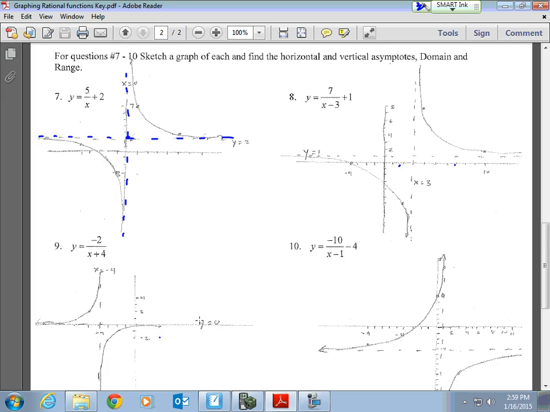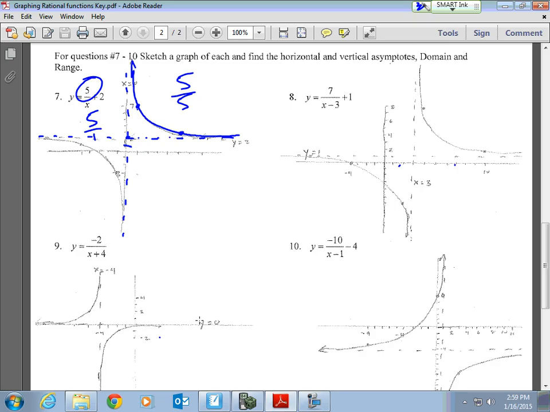This intersection is my new origin. From there, I'm going to graph my parent function that has been vertically stretched 5 units. One easy way of graphing that is, if x is 1, think about what 5 divided by 1 is. If x is 1, y is 5. So from my shifted origin, I go over 1 and up 5, 1, 2, 3, 4, 5, and I get that point right there. If I go over 5, then 5 divided by 5 is 1. So I go over from my shifted origin 1, 2, 3, 4, 5, and up 1. I plot my points and sketch the graph through them.